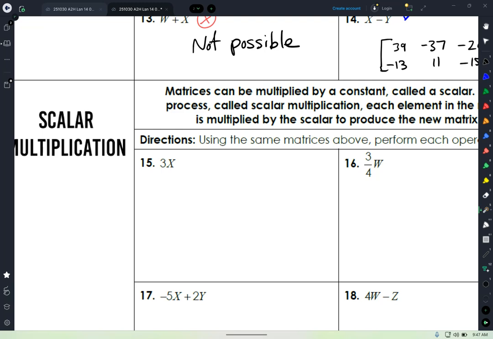It'd be like if I curved a test, which will never happen in my class. I'm just giving you mathematical examples of real life situations. That's all. Okay, go ahead and do number 15.